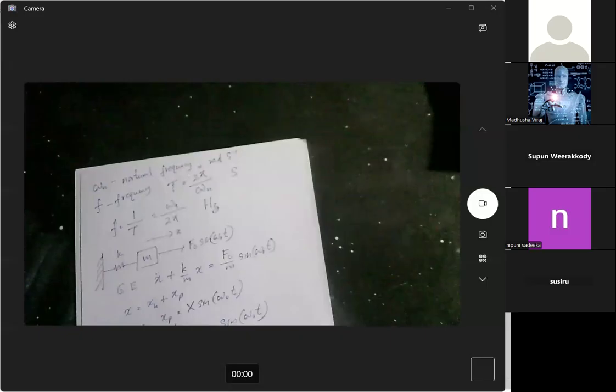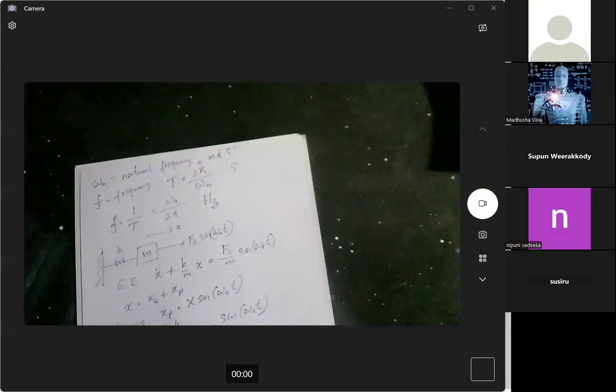So first find x dot and x double dot. How much is x dot? This is our particular integral. So x dot p and x double dot p. This will be x omega naught cos omega naught t, and this one x omega naught squared minus sine omega naught t.